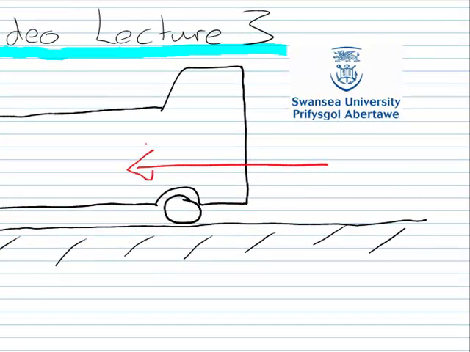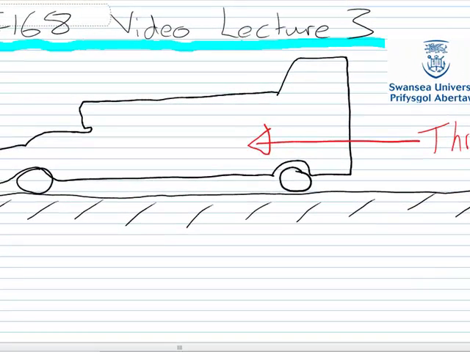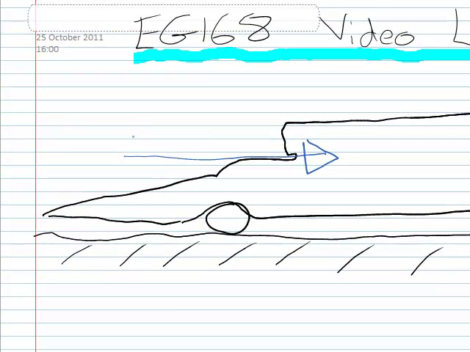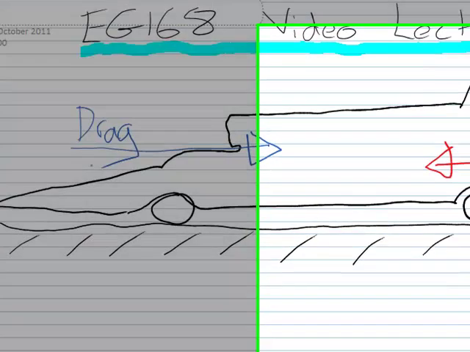Okay, so the thrust line of the car roughly sits there. But of course, opposing the motion of the car is a drag force. So we don't know exactly where on the car the center line of that force is going to act, but it's going to be opposing the thrust in some way.